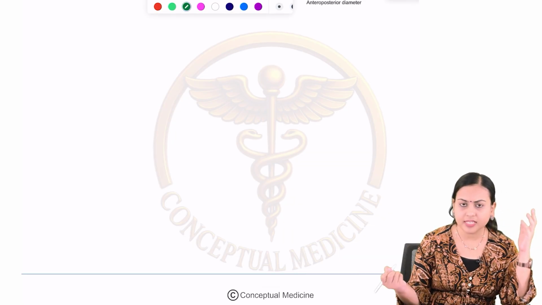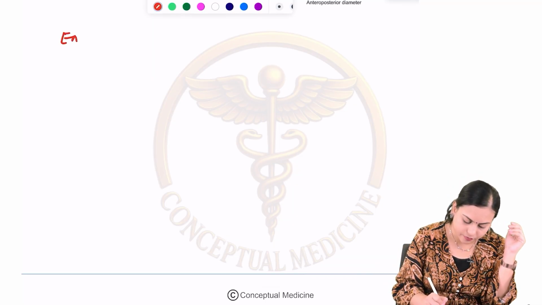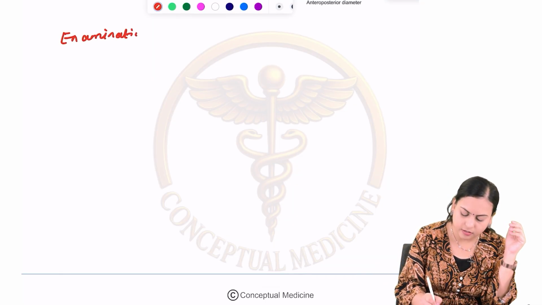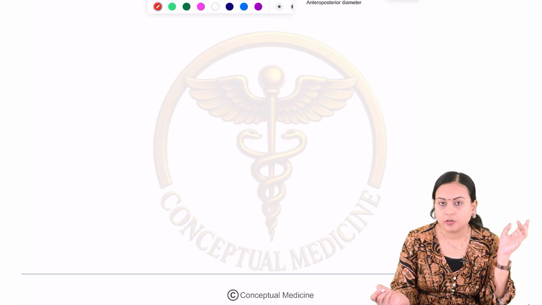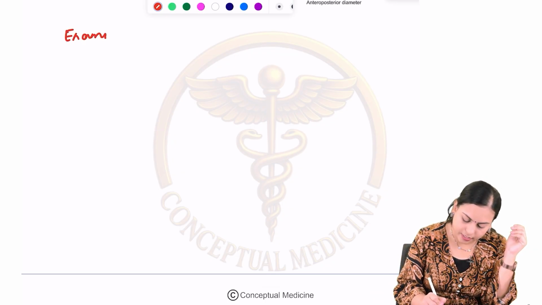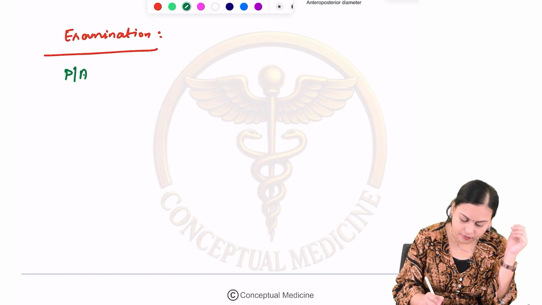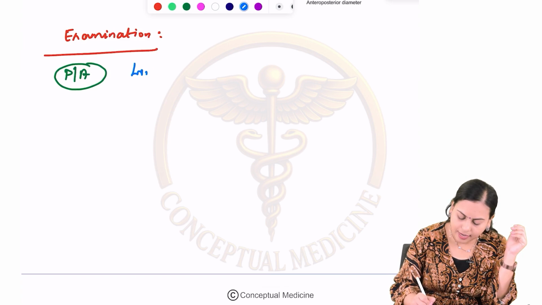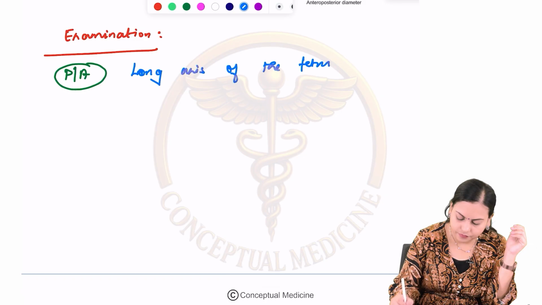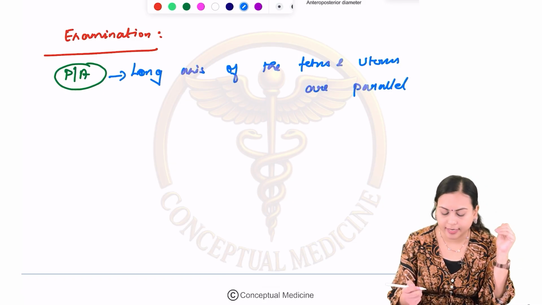Now we will see what are the examination findings you will have when you have face presentation. So while examining, per abdomen examination will show you long axis of the fetus and uterus are parallel. Yes, because it is going to be a longitudinal lie only.